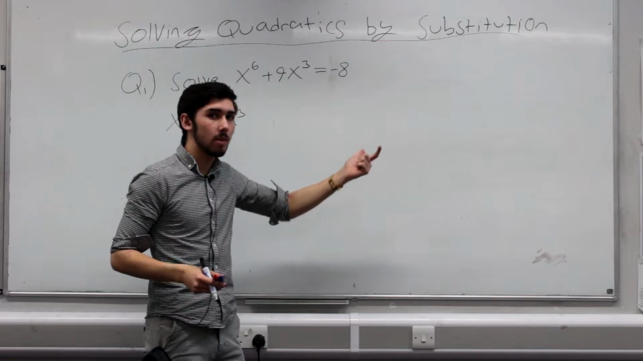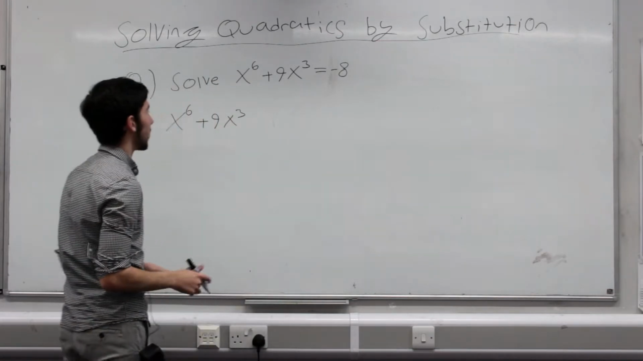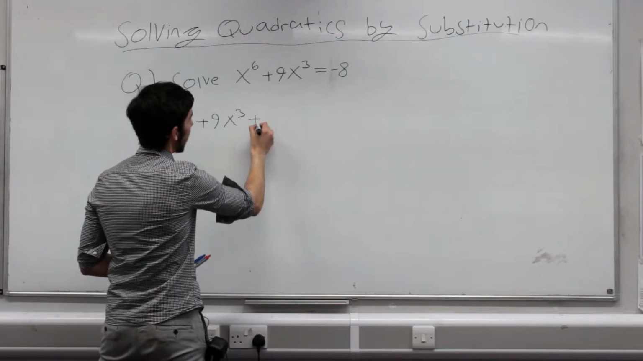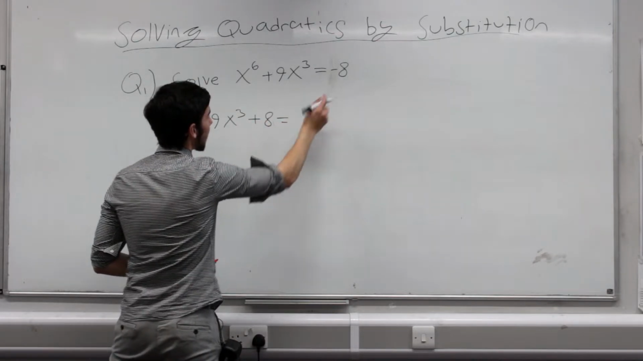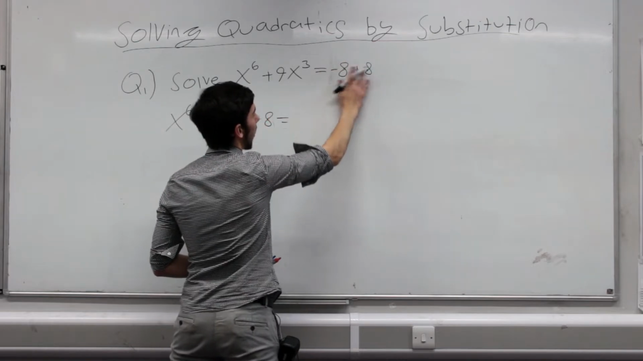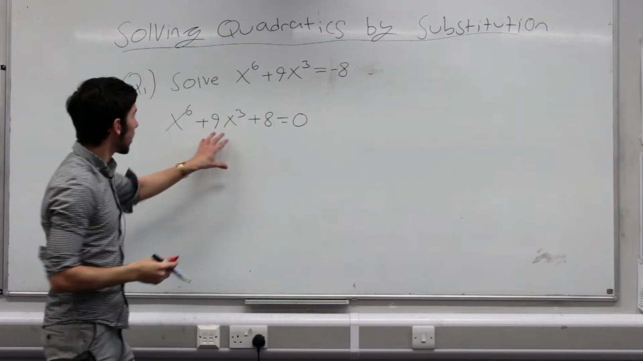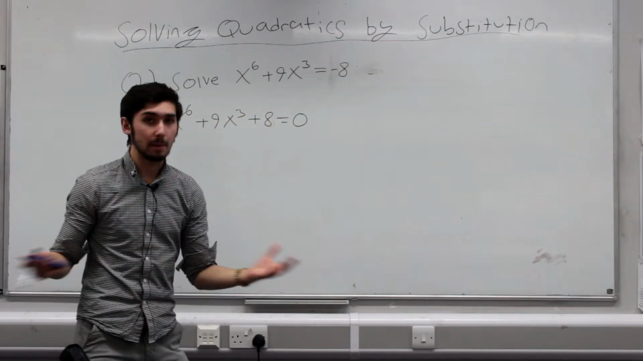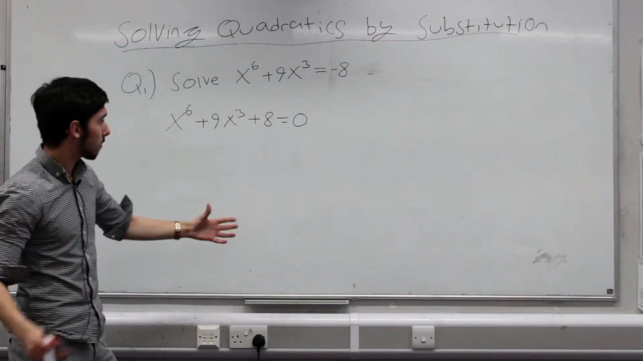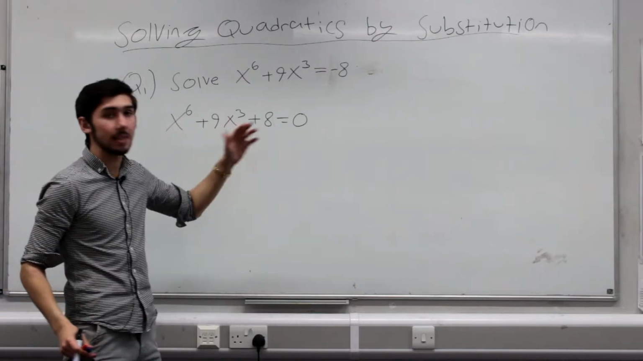We add 8, right? So why don't we add 8 to both the left and the right side of the equation? So we're going to add 8 here, and we're going to add 8 to this side. If we add 8, that's just 0, right? So we can say it's equal to 0. So this and this are the same thing, okay? X to the 6 plus 9x cubed plus 8 is 0.